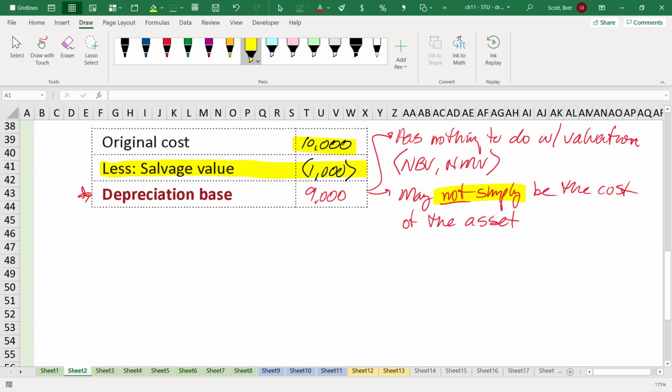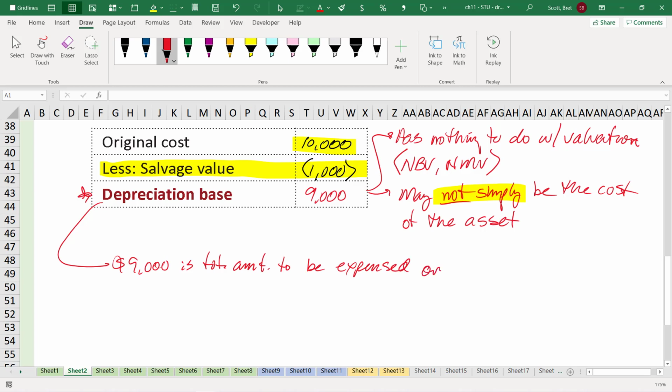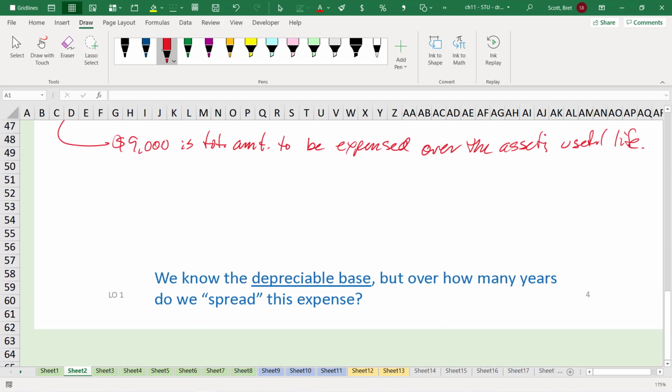So down below here, let's make a little note about depreciable base, that the $9,000 is the total amount to be expensed over the asset's useful life. It's not going to happen all in 1 year. It's not going to happen right away. It may be 3 years, 5 years, 40 years. Who knows? But we'll spread that sucker out over those years. So the next question is, over how many years do we spread this expense?